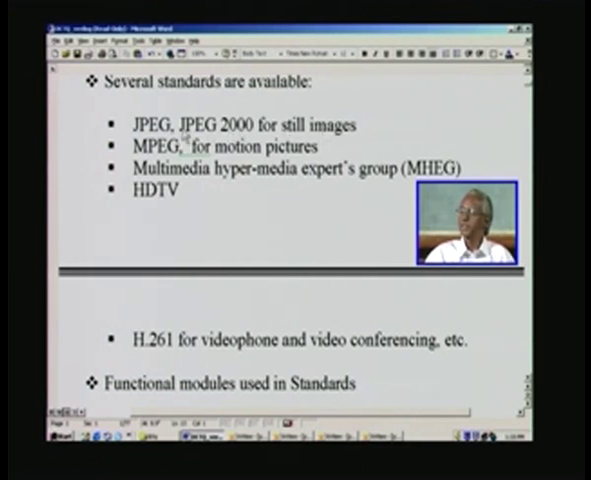In JPEG, if you compress too much, you have what are known as blocking artifacts, and in JPEG 2000 these blocking artifacts do not manifest. In a way, regarding quality, JPEG 2000 is better than JPEG, but you have to pay a price for it.